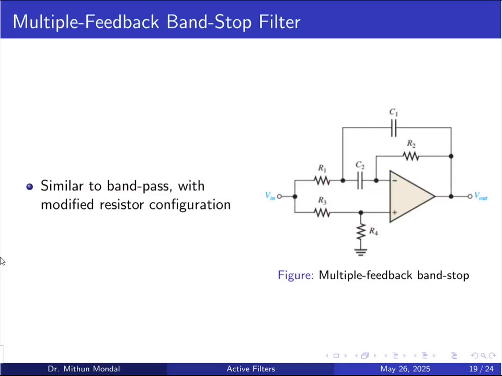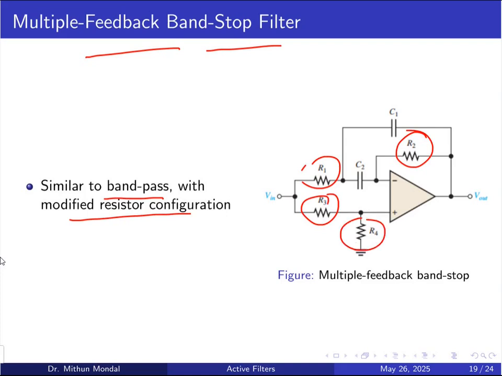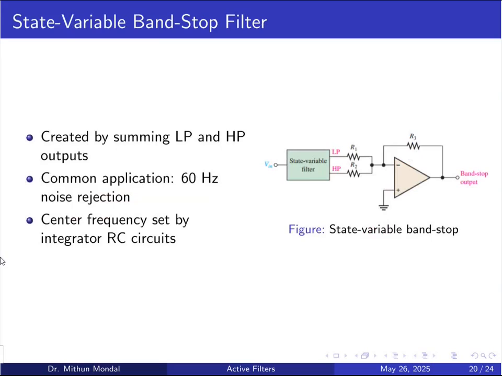And when we require a band stop filter with multiple feedback, it is similar to the band pass which we have discussed earlier with modified resistor combinations. So if we change these combinations that we are using, we can have the multiple feedback band stop filter.